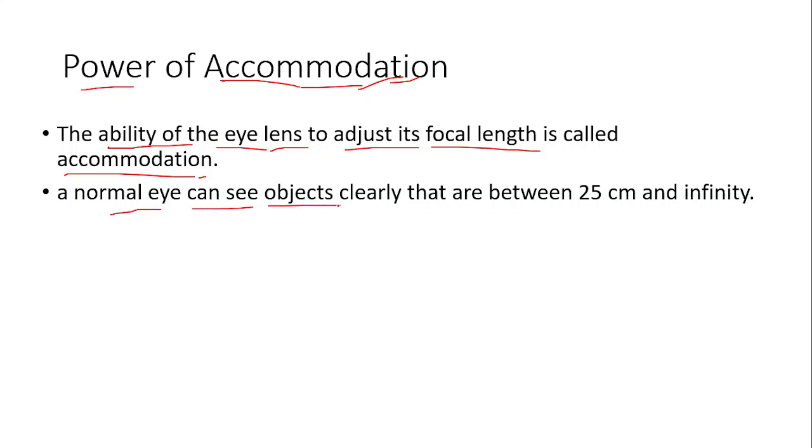A normal eye can see objects clearly between 25 centimeter and infinity. That is, 25 centimeter is the minimum distance. This might be one question. What is the minimum distance or the nearest distance I can see? It is 25 centimeter. Please make a note.